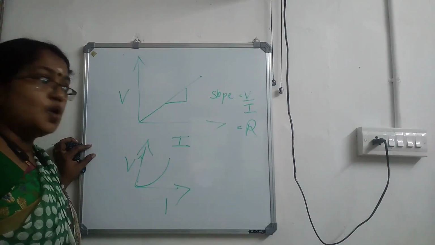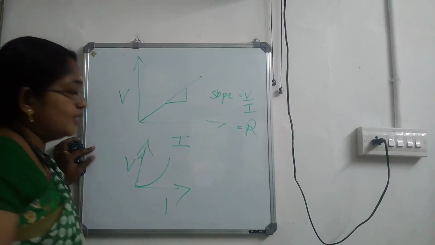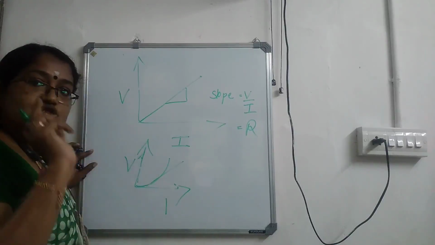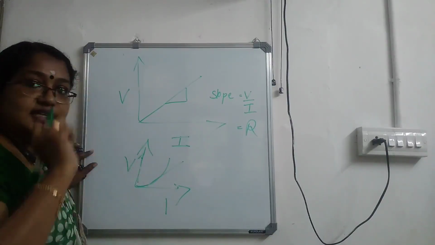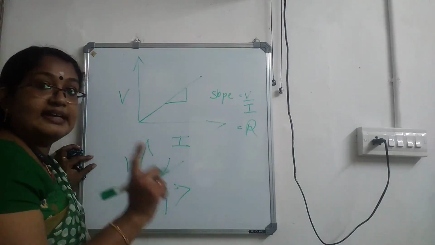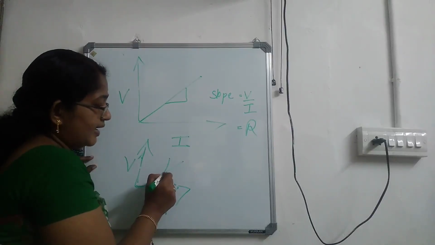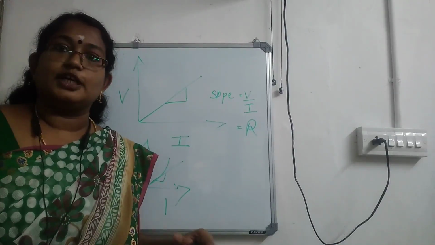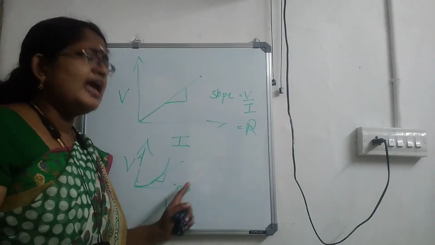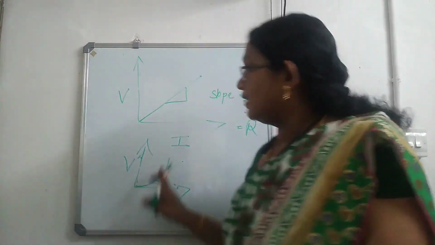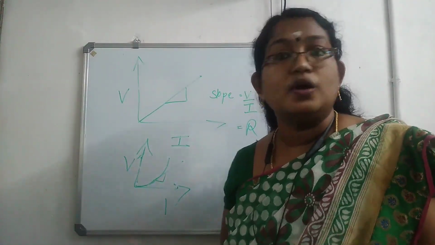So here, if you want to know the resistance offered at a particular point, what you can do is just draw a tangent. What is a tangent? A straight line touching a curve at a single point. So we can draw a tangent. Slope can be constructed only in straight lines. So from here you can construct a triangle and you will get the resistance at that particular point. And that is known as dynamic resistance, because here the resistance is not constant, it is variable. At different points you will get different values for resistance.